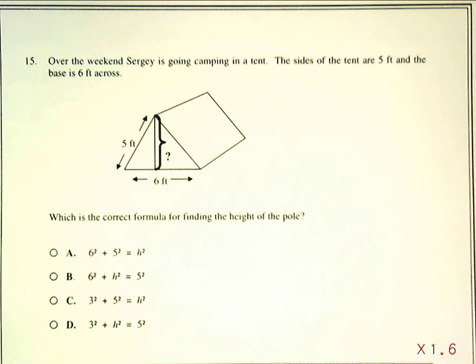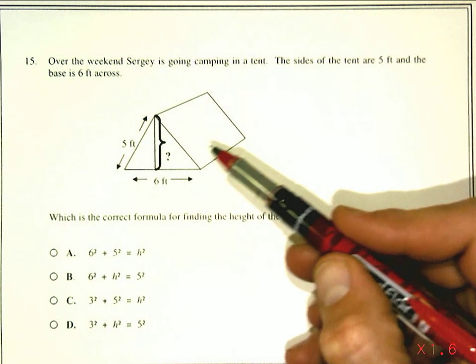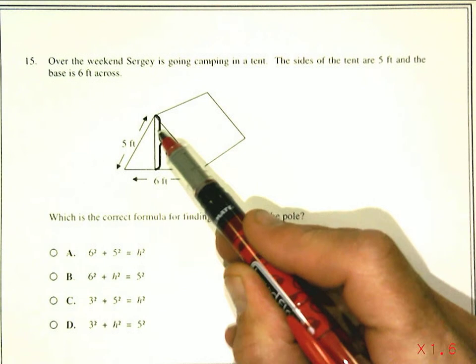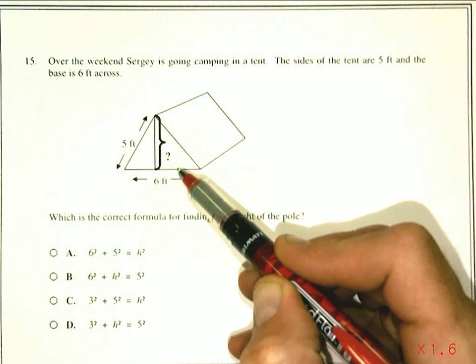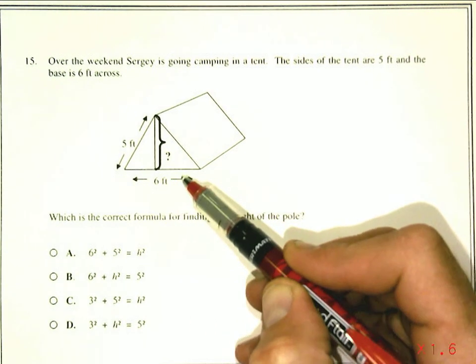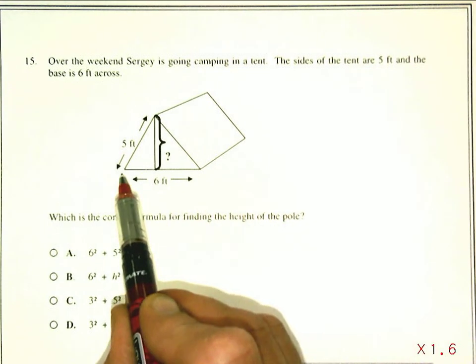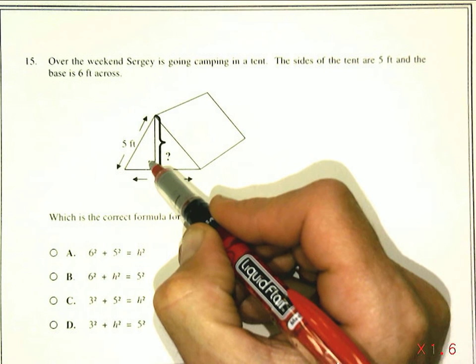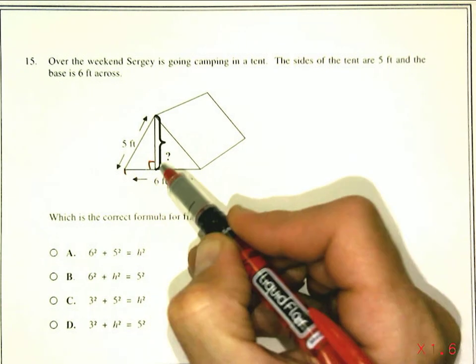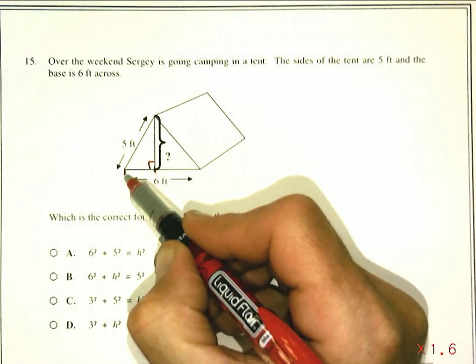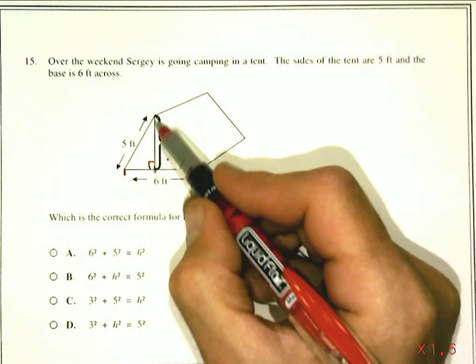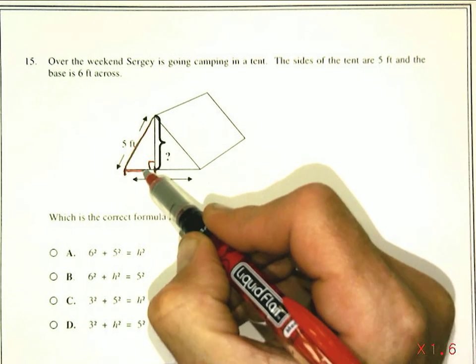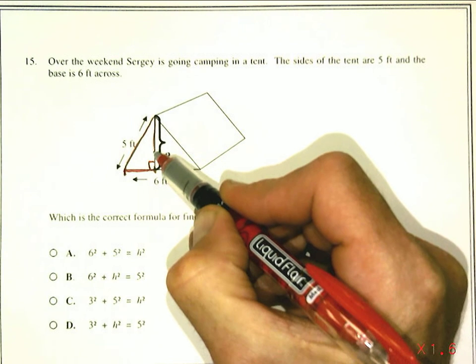In problem 15 of the MSP practice test, we have a classic Pythagorean theorem problem where you have a right triangle. But in the case of this problem, you're given the base all the way across from one side to the other, and what I really need is just from here to here for this triangle. So I have this right triangle right here. I'm going to outline it so we can see it.